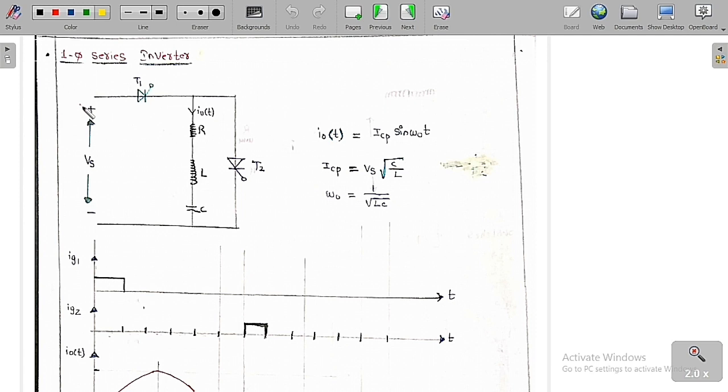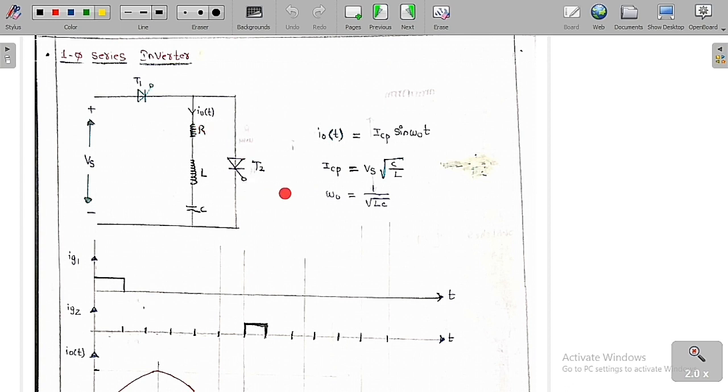This is the circuit diagram of the single phase series inverter. The input is a supply of Vs, and here we are going to use two thyristors, T1 and T2. Here we are going to keep an RLC load, which is R, L and C, and the current in this RLC load I am going to assume is I naught of T.